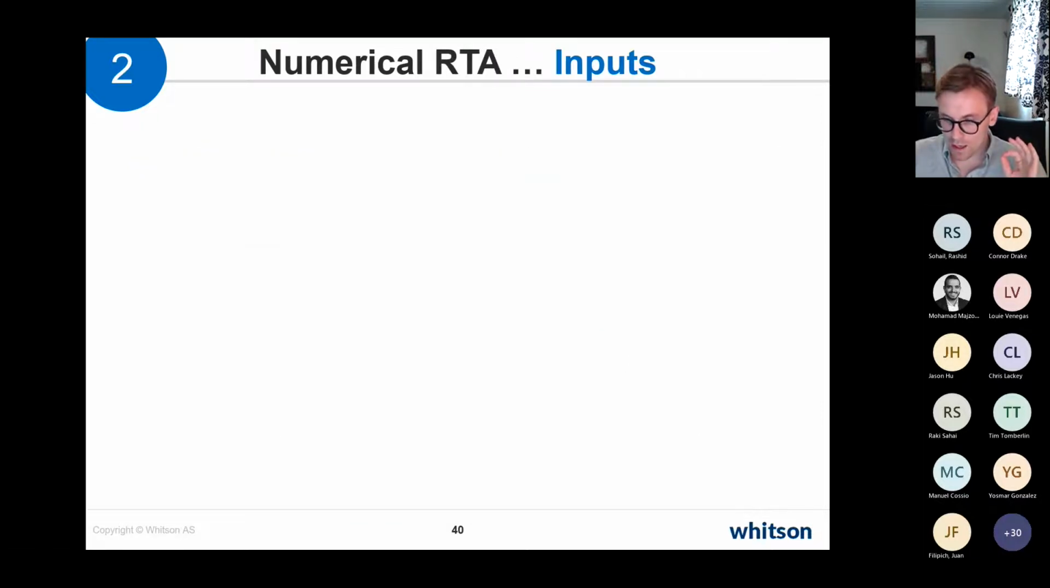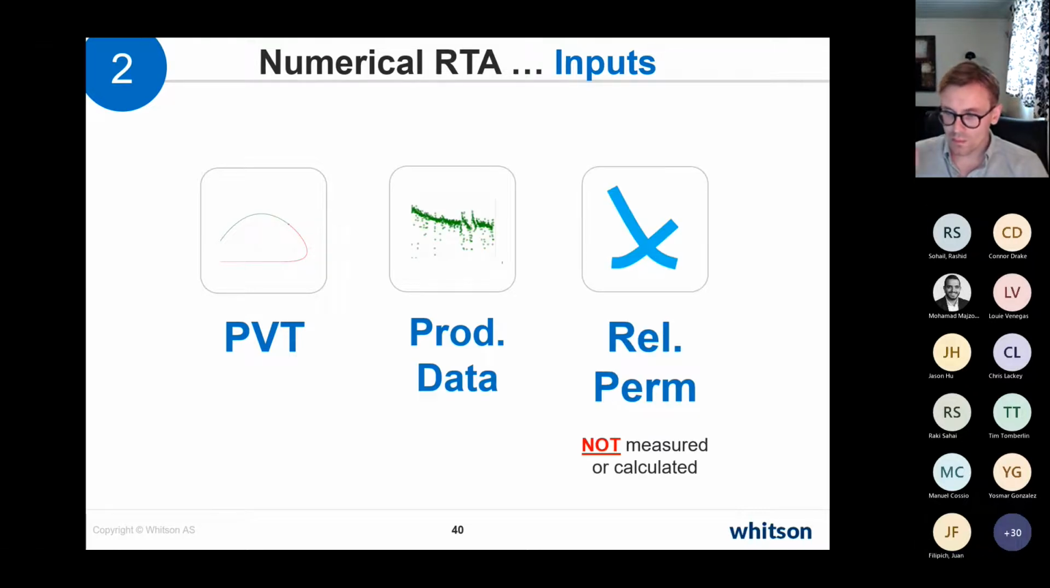Okay, the inputs to numerical RTA are PVT, production data, and rel-perm. Relative permeabilities is not something we typically measure or can calculate from readily available data. So this data can be somewhat of a problem since it is an input, and that's why these guys at Cotera, or Cimarex at the time, created this multi-phase flow material balance technique that doesn't require relative permeabilities. That's going to be the course for next month, and we'll not talk much about it here, but that can be used to constrain at least some of these parameters.